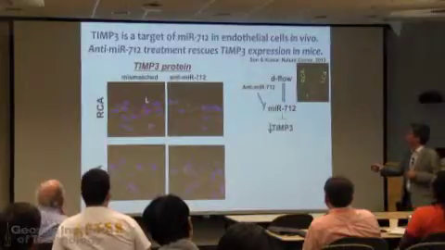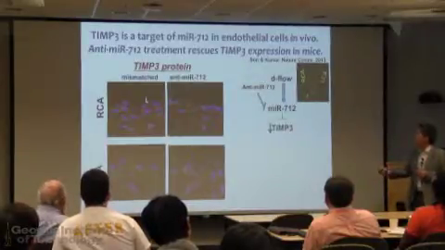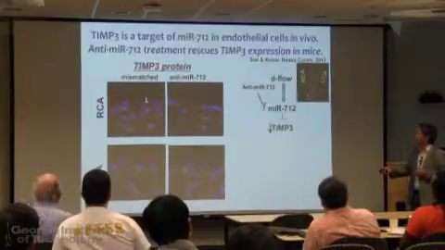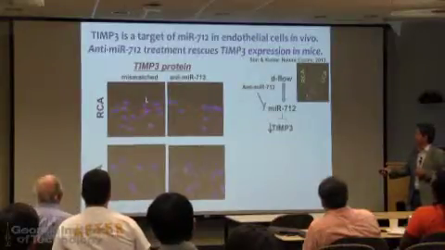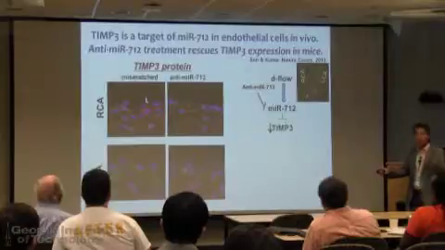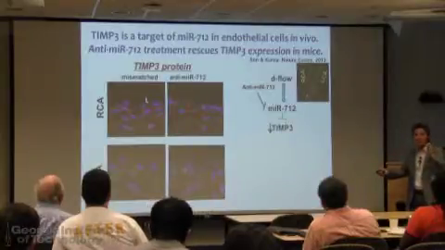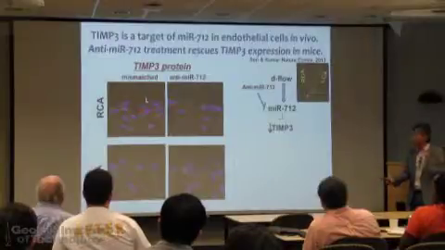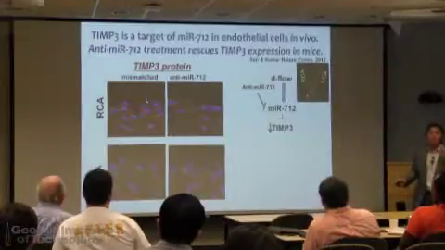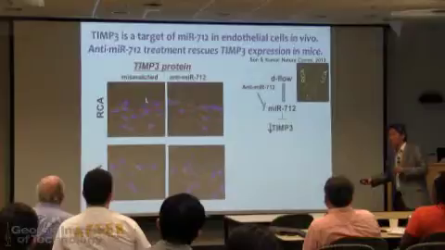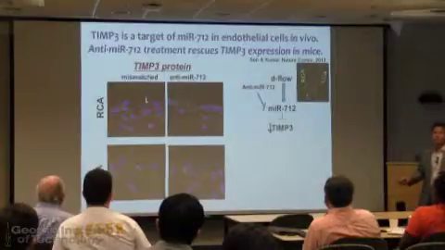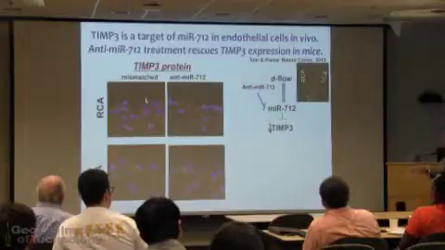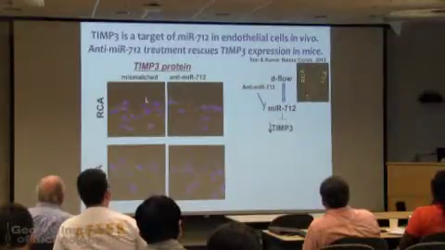And so this is a protein staining showing our control right side versus left side. As you can see, the red staining shows TIMP3 protein level, which is highly expressed in the healthy arteries, but in response to bad flow, they lose TIMP3. This lost TIMP3 can be rescued if we treat mice with anti-miR-712. So this again shows that our hypothesis is correct.